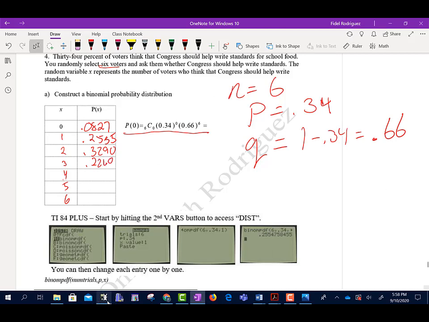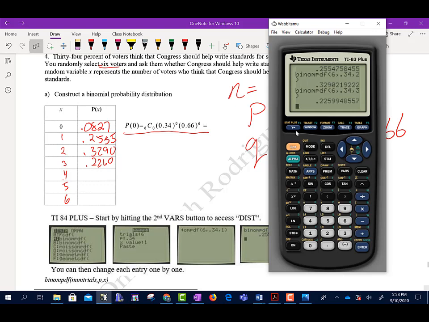Okay. Let's keep doing this again. So again, if you want to know how did I get there to begin with, in case you missed it, second bars, scroll down till you find Binomial PDF, hit enter. The first part is the number of trials. That's my N. We had 6, comma, I need to put a comma. My probability, which was 0.34, comma. Okay, we just did 3. Now I'm going to do number 4. Okay, close my parentheses, hit enter.